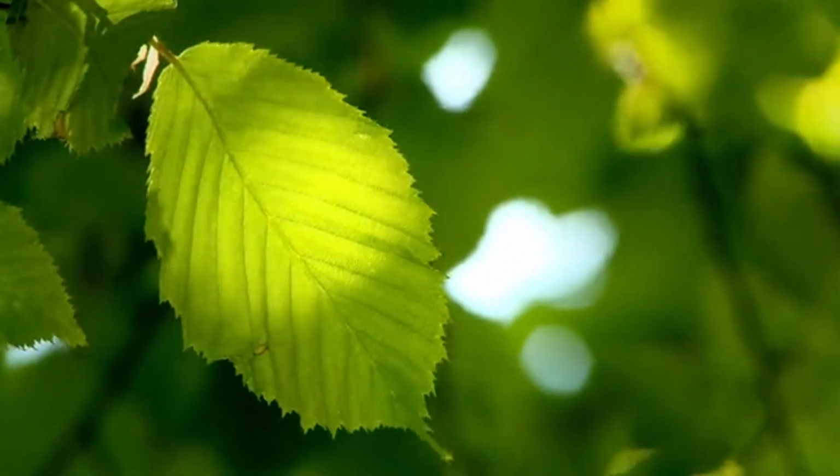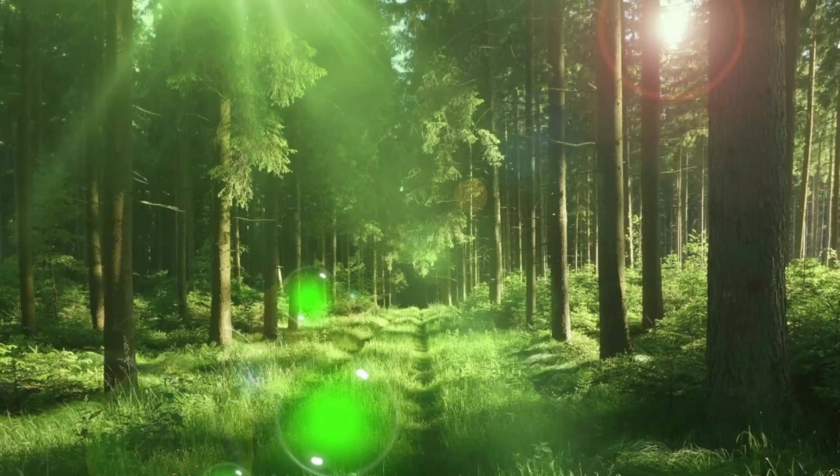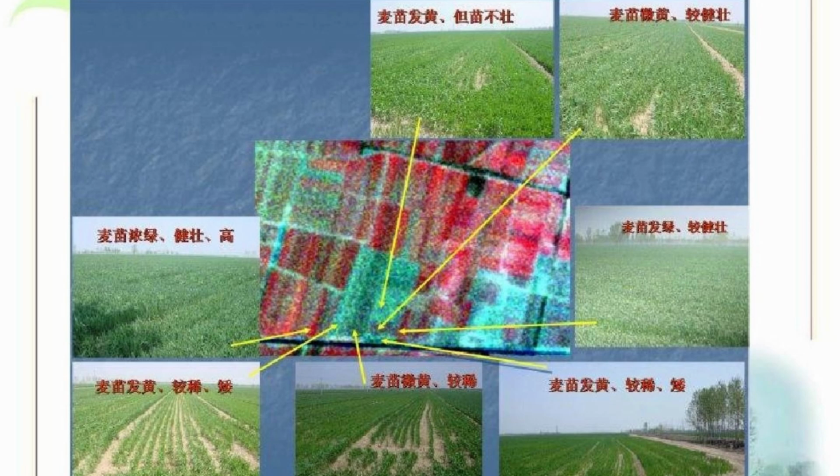Chlorophyll will reflect more light in the green and near-infrared spectrum compared to other wavelengths. This is why near-infrared radiation in combination with NDVI is one of the primary remote sensing applications in agriculture and the environment.